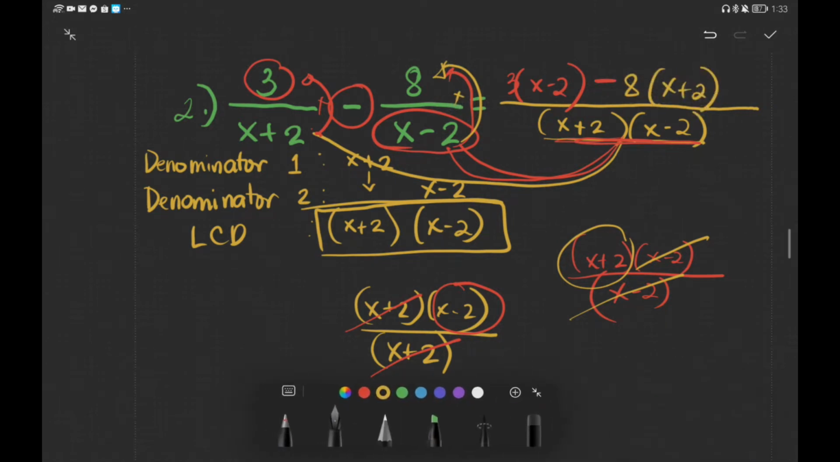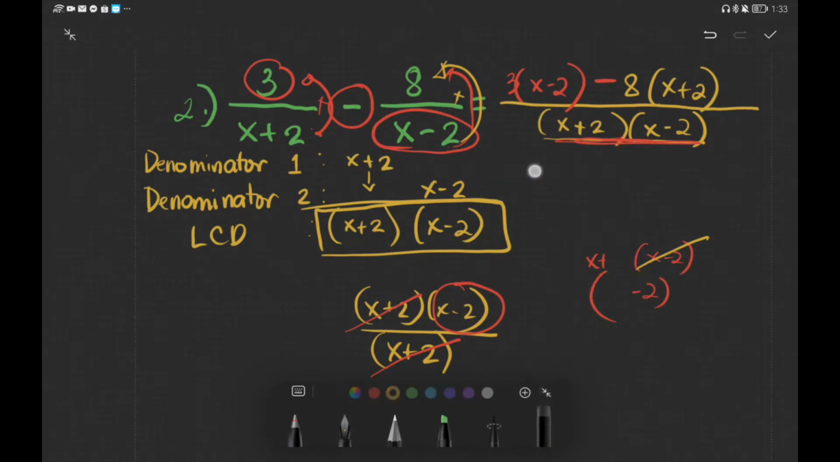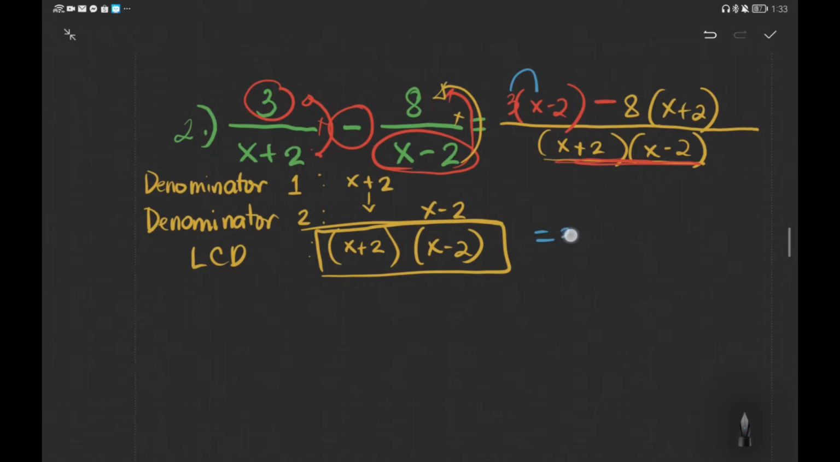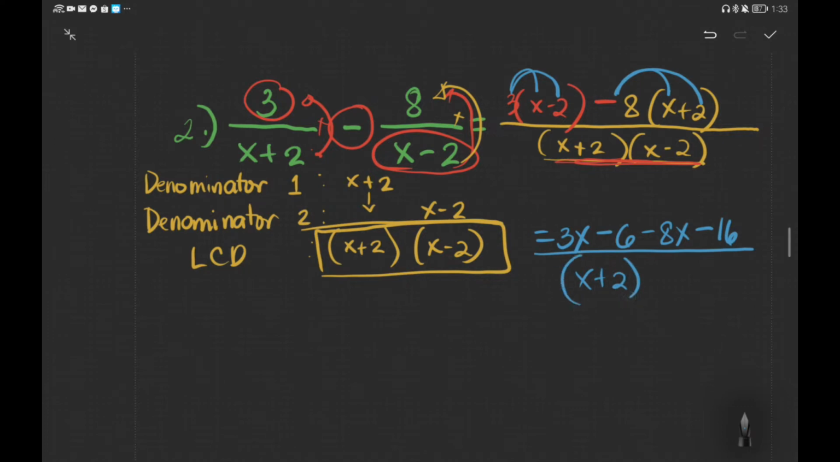Now let's do the math. Okay. Now 3, distribute there. So that becomes 3x. 3 times negative 2, that is negative 6. Negative 8 times x, that's negative 8x. Negative 8 times positive 2, that's negative 16. And we copy the denominator x plus 2 times x minus 2.